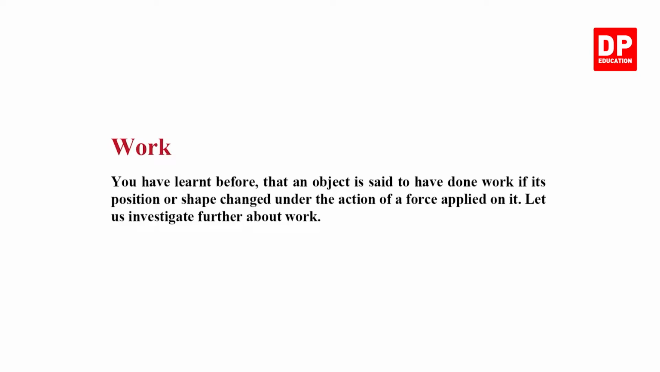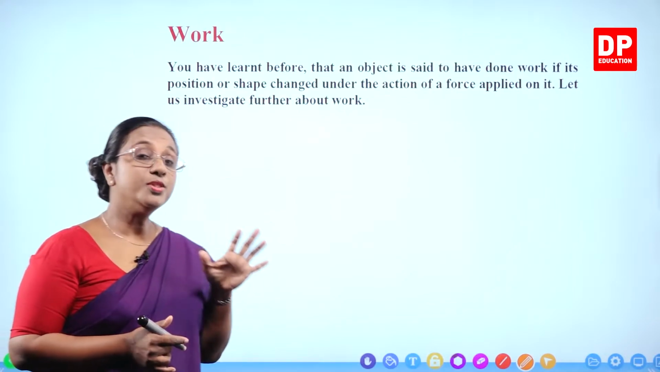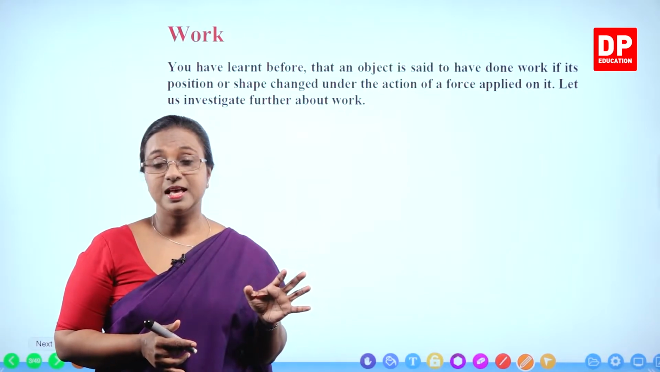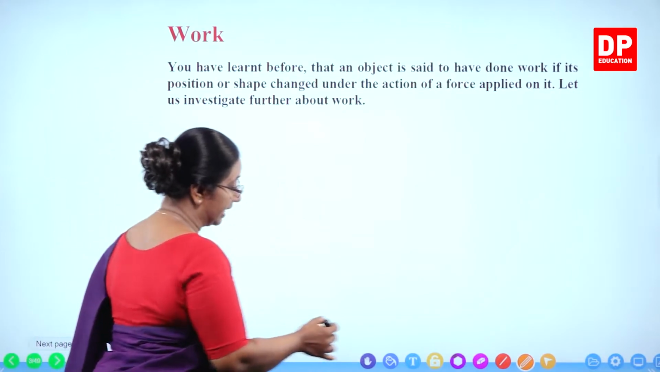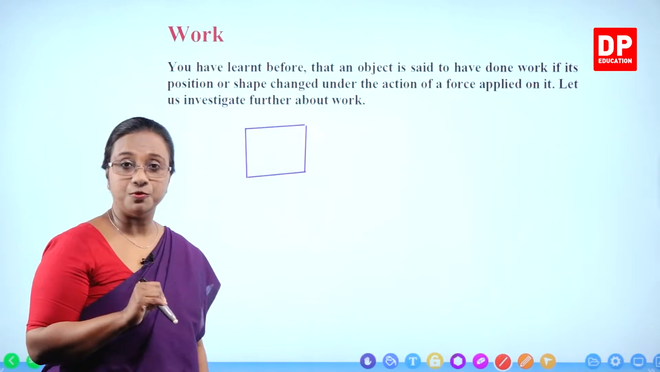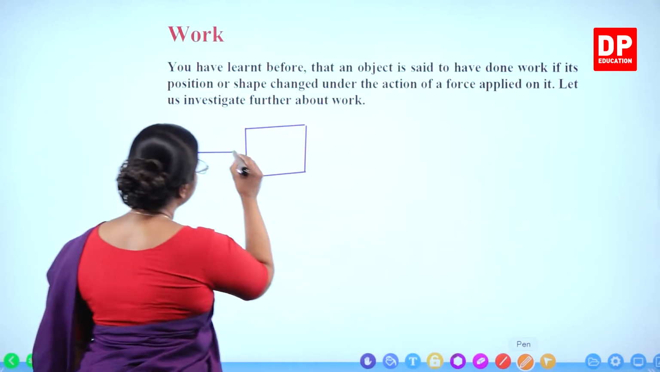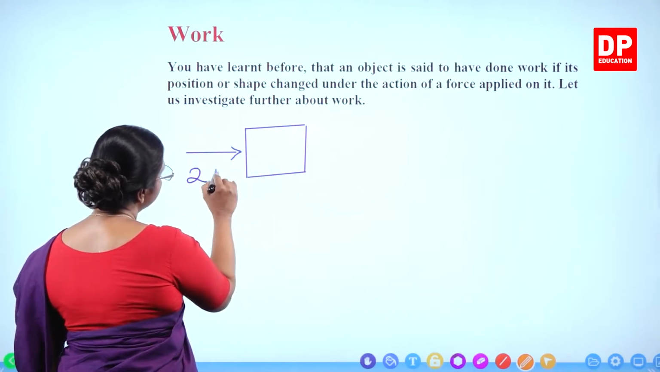Work. You have learnt before that an object is said to have done work if its position or shape change under the action of a force applied on it. Let us investigate further about work. So although I gave you all some examples, I will go into a little bit more detail here. Now let's say we have an object. Now to this object you apply a force. Let's say we apply a force of, let's say, we'll say 2 Newton.